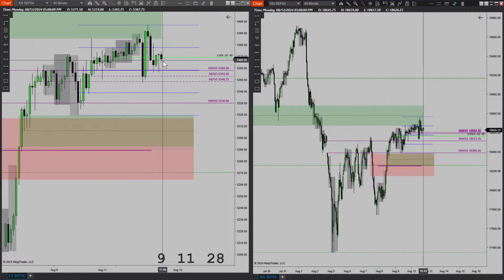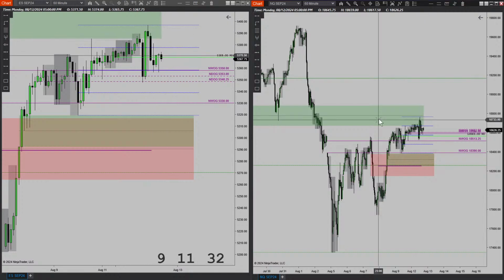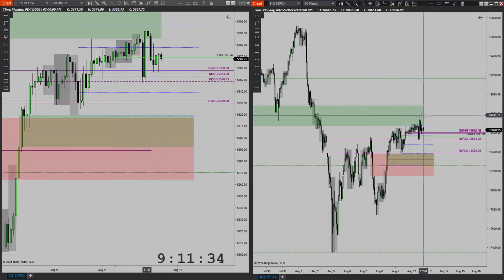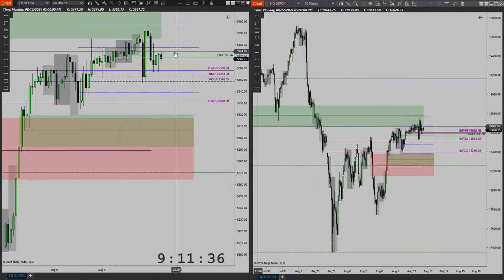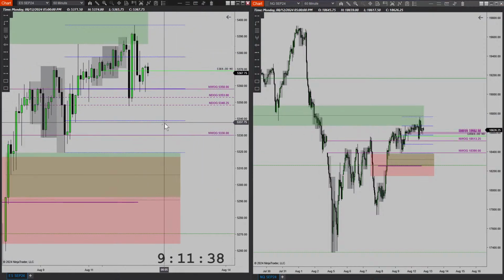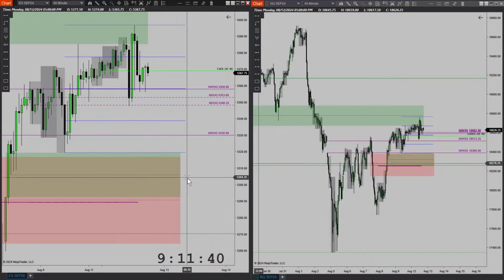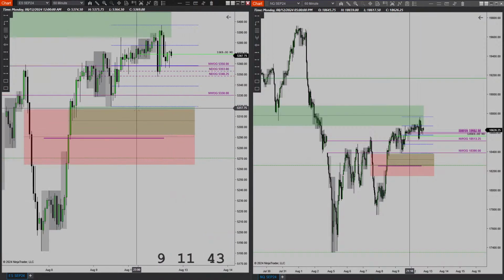If price drew higher without sweeping these highs, and then draws lower, then obviously I'll still target the lows. But that'll give me more.